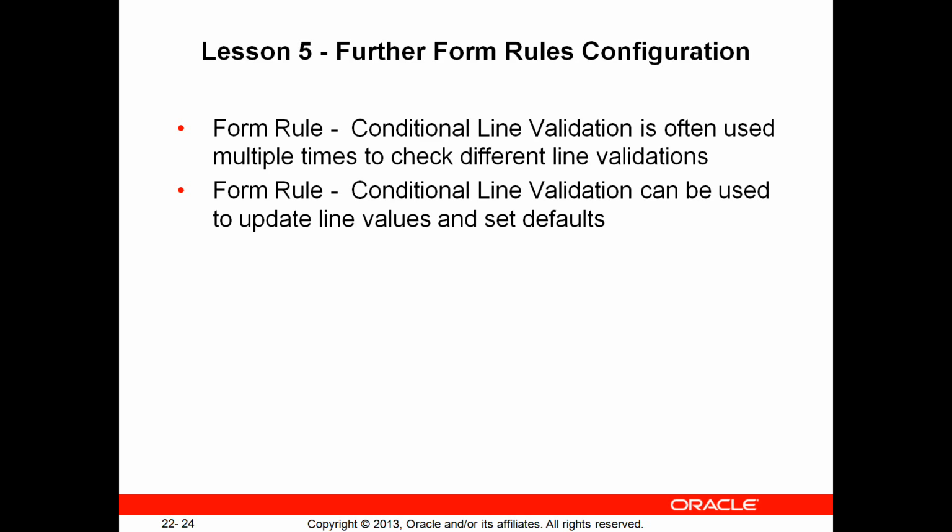So what have we learned in this lesson? We've seen that as opposed to other form rules, the conditional line validation is sometimes used multiple times, even on the same event, to do all different types of checks on the line validation. So therefore, you don't have to think that you have to use one form rule once for each event. Conditional line validation is a good example where we use it multiple times. We've also seen that the conditional line validation not only can validate a particular line, it can also be used to update and correct mistakes, and/or set defaults as well if we need to set values based upon some sort of calculation.